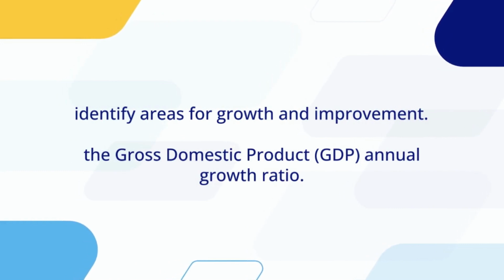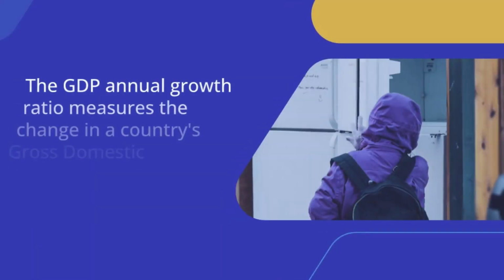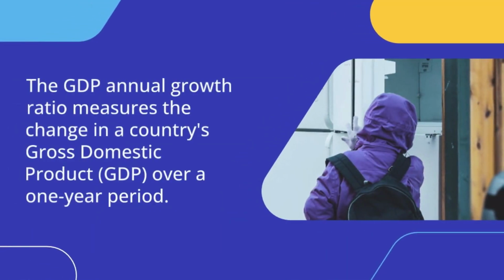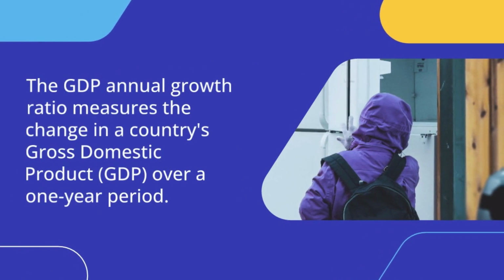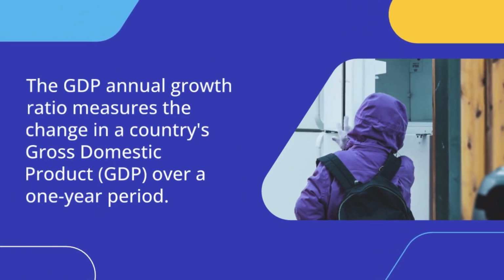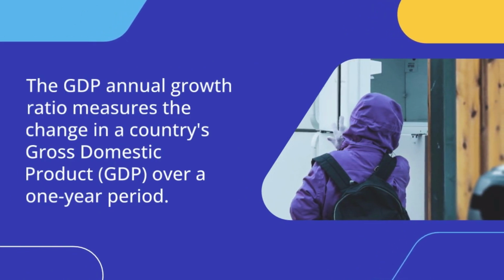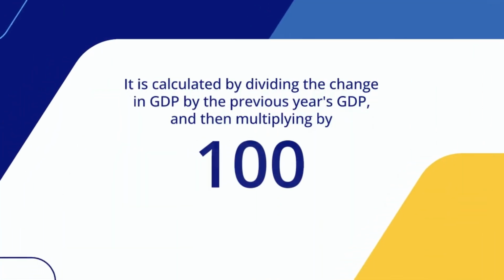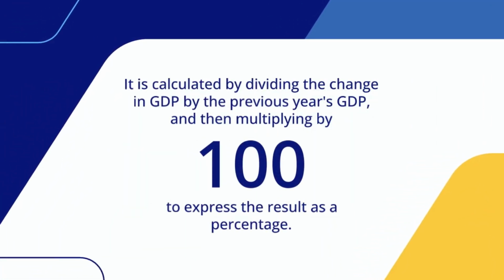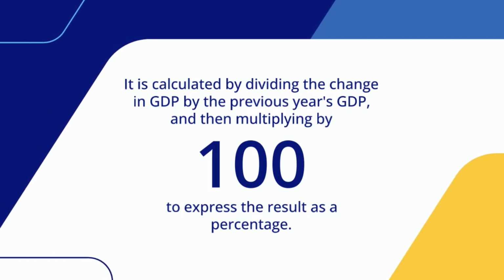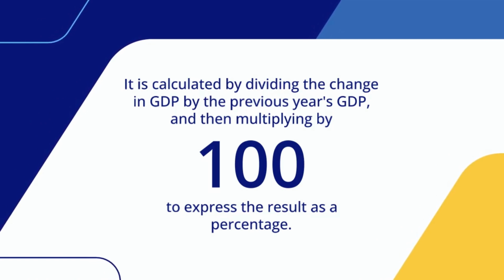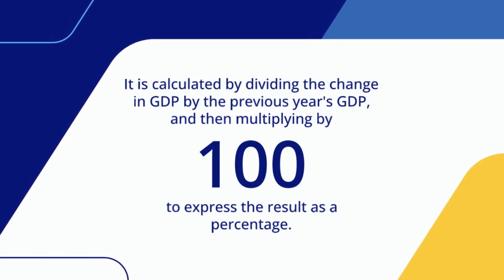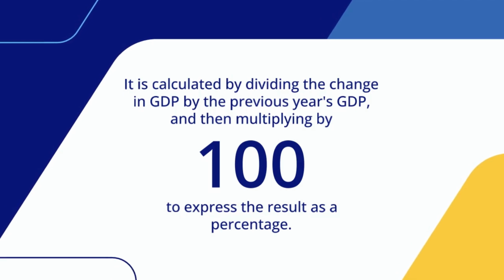The gross domestic product, GDP, annual growth ratio. The GDP annual growth ratio measures the change in a country's gross domestic product, GDP, over a one-year period. It is calculated by dividing the change in GDP by the previous year's GDP, and then multiplying by 100 to express the result as a percentage.